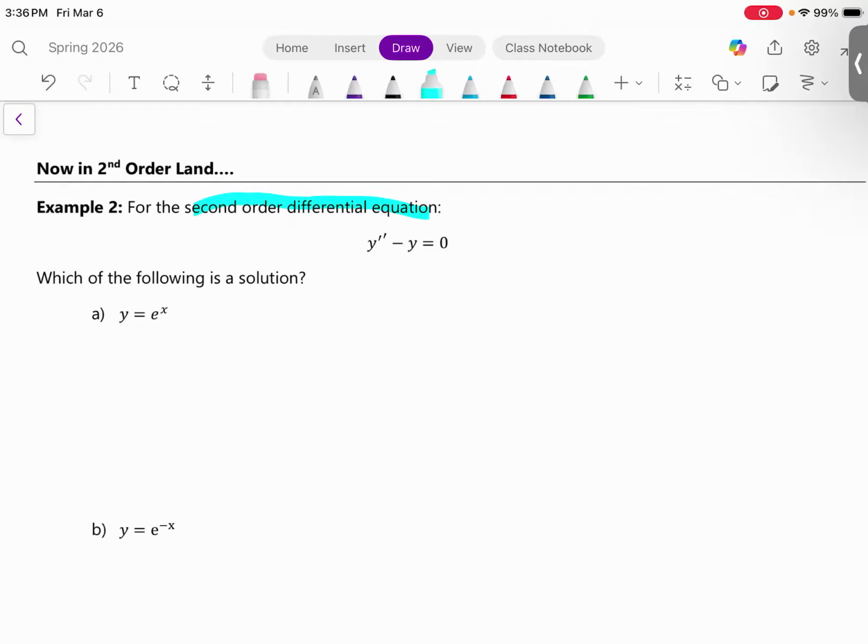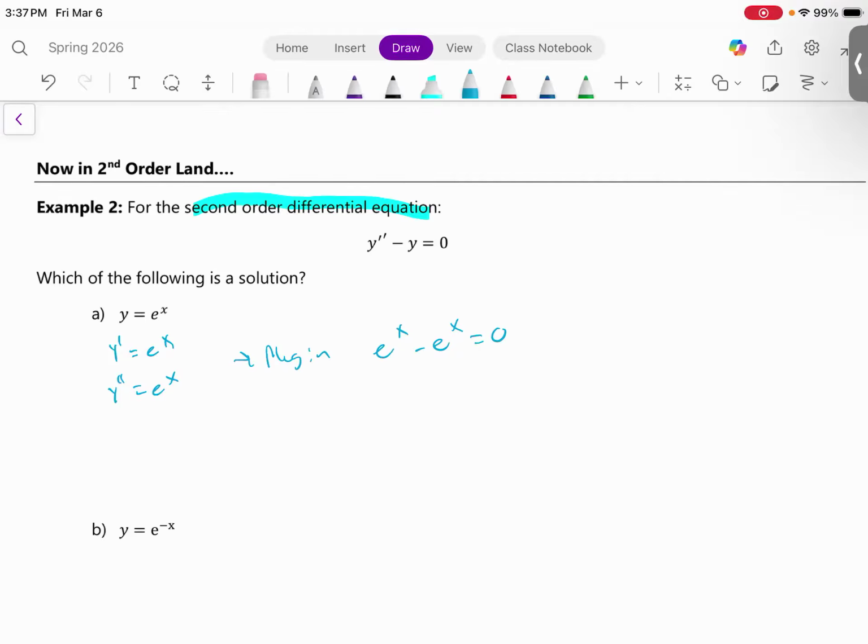So which of the following is a solution? Let's look at example A. It's a second order, that means it's two derivatives, so I need to get two derivatives here. y prime is just e to the x, y double prime is again just e to the x. So we plug in and we get e to the x minus e to the x equals 0.